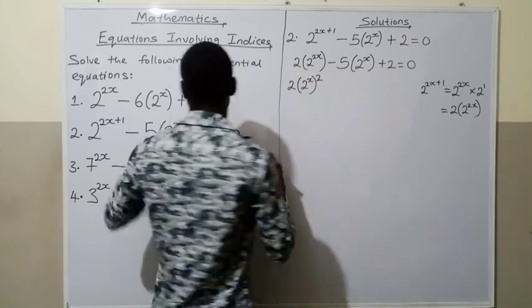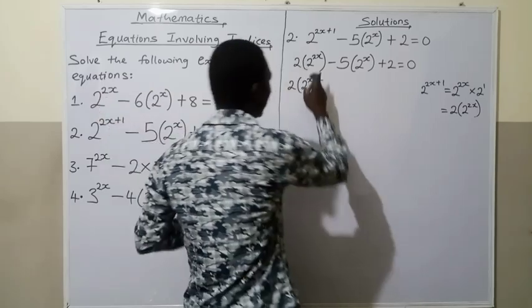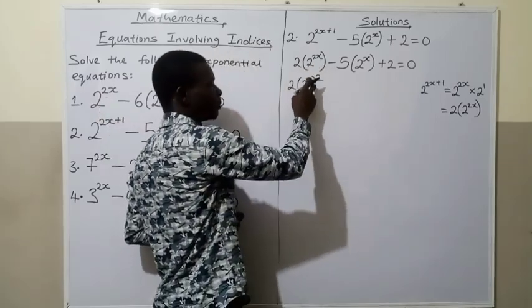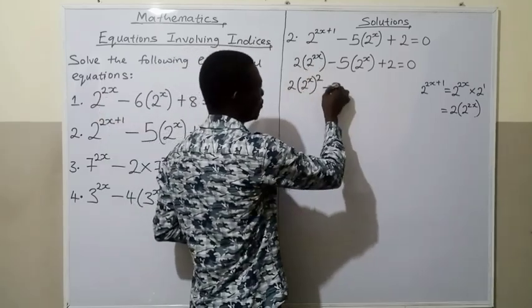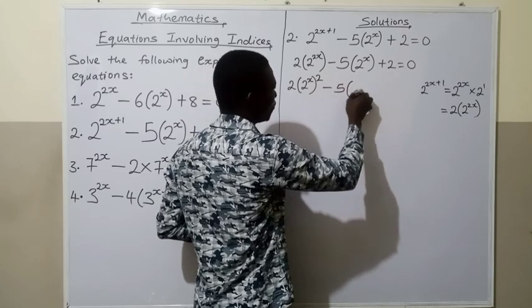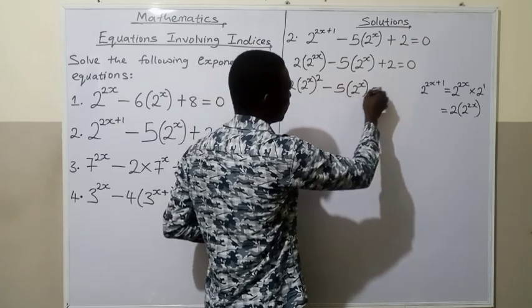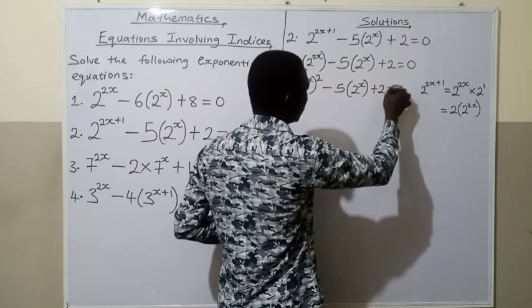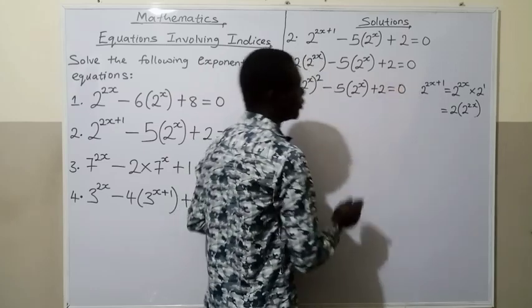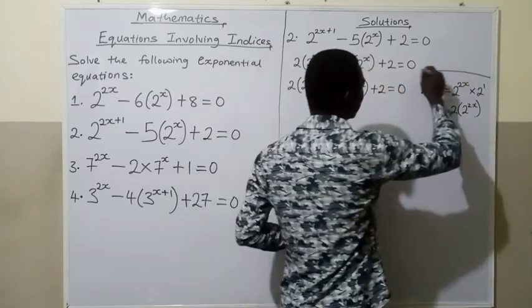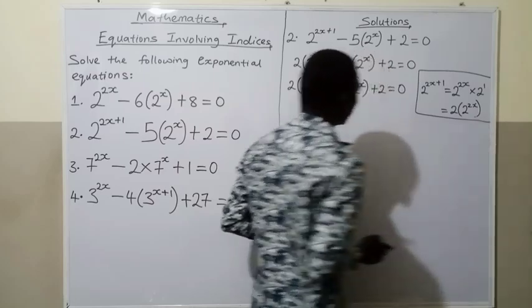Just as we broke down question number 1, you can say 2 raised to power 2x, that's 2 raised to power x and then raised to power 2, and minus 5 open brackets 2 raised to power x and then plus 2. All of these will be equals to 0. Let me separate this from our working so that we don't mix them up.